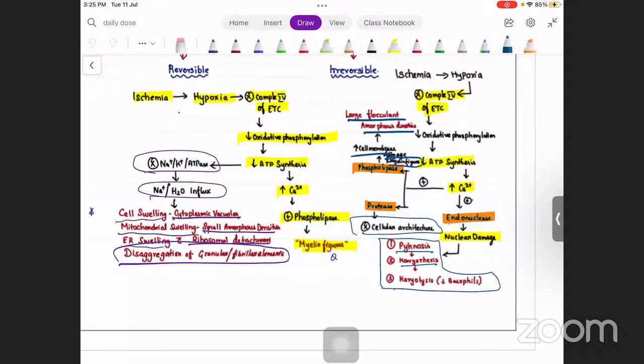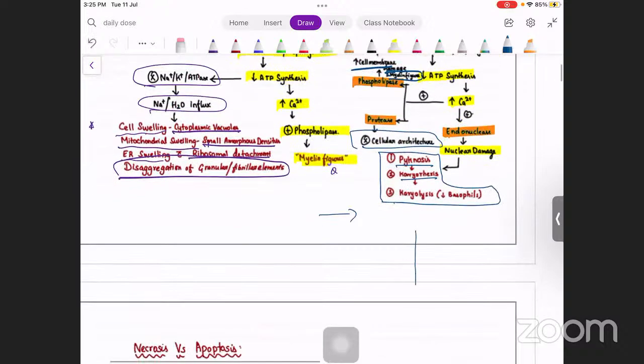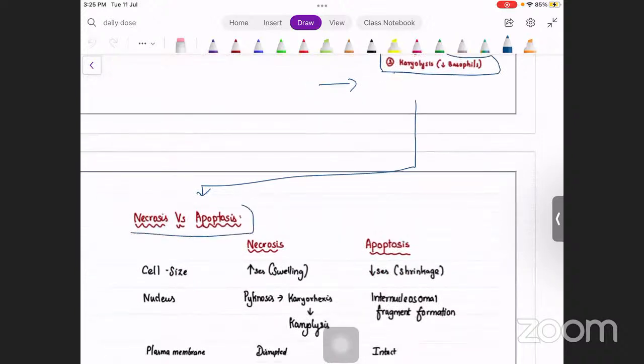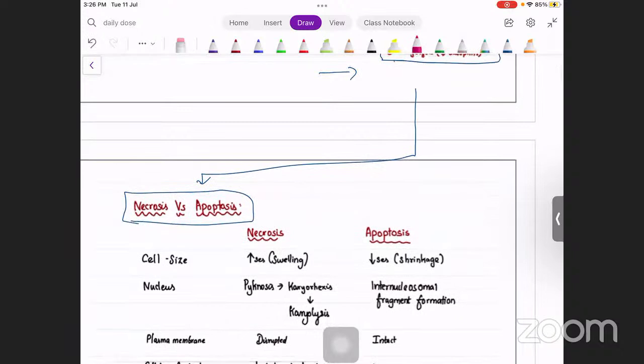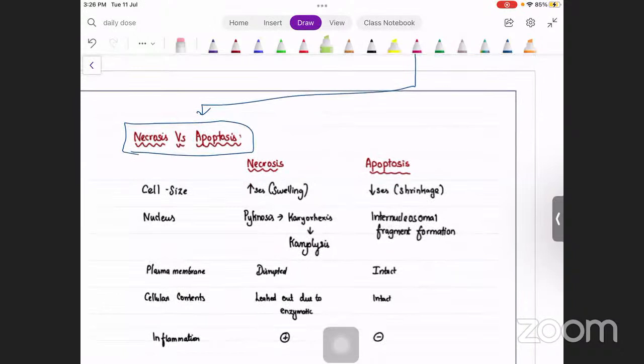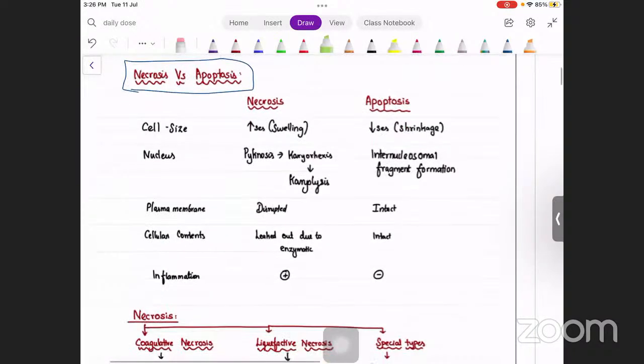So progressive reversible injury may convert into irreversible injury. Irreversible injury may undergo cell death. So cell death could be either necrosis or apoptosis, people. So cellular killing is necrosis, cellular suicide is apoptosis. So what are the things you may see in necrosis and apoptosis?